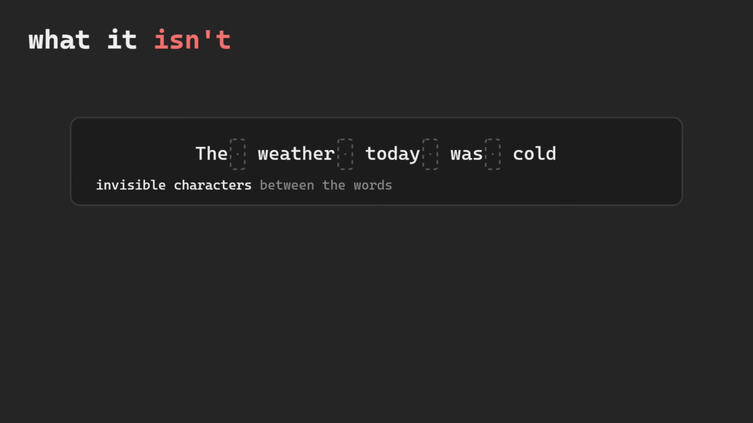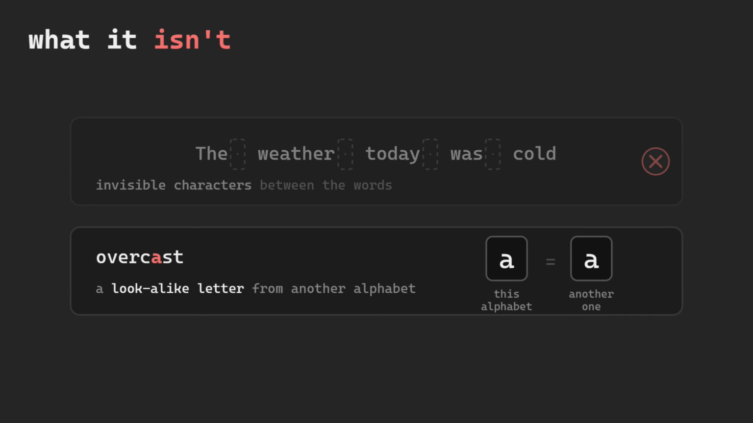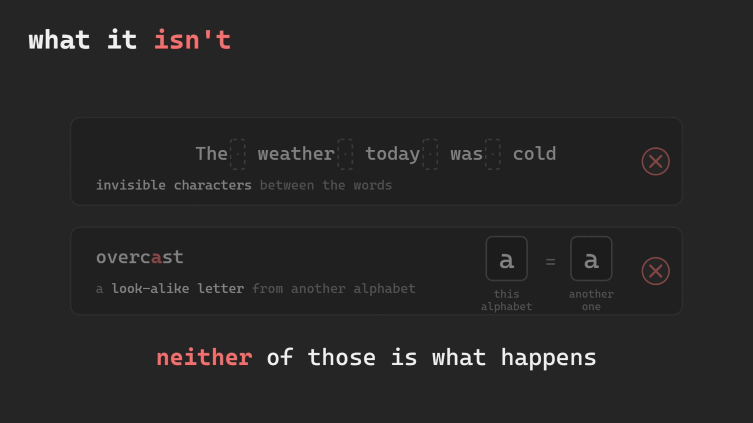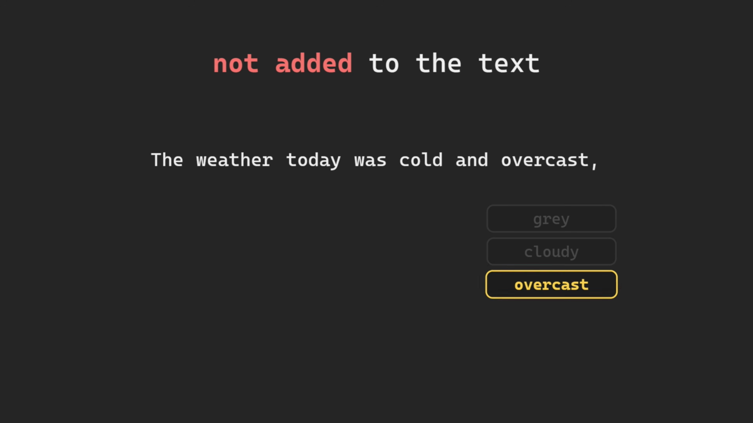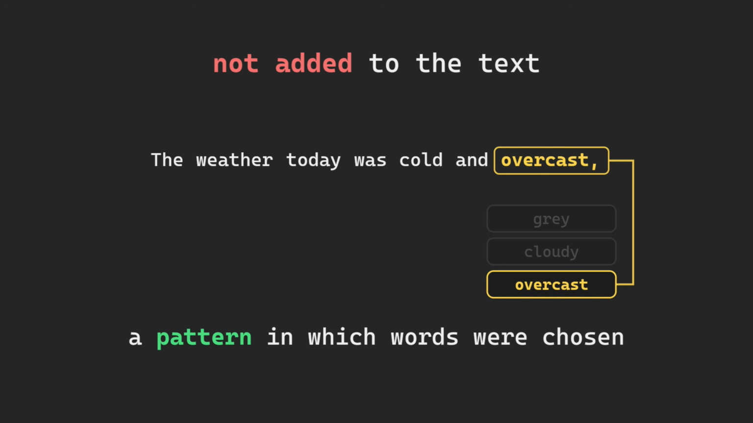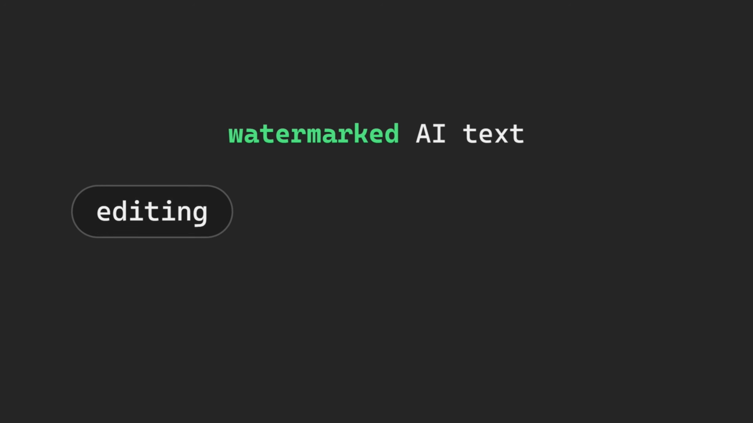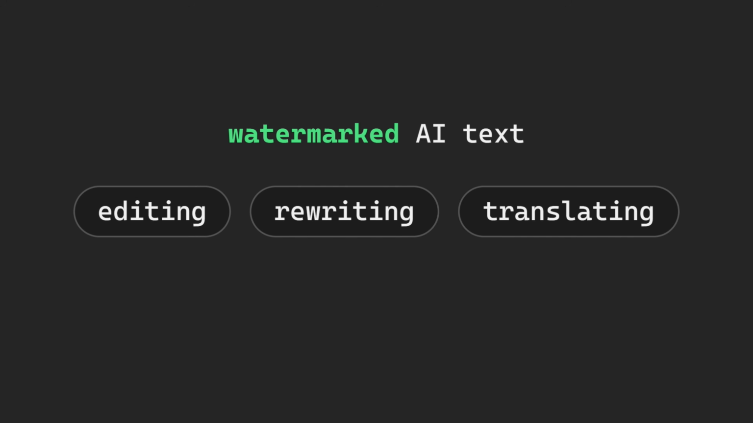So it's not about invisible characters between the words or letters swapped for identical looking ones from another alphabet. A text watermark is not added to the text. It is a pattern in which words were chosen. The choice is still random, but the randomness now comes from a key. What I want to show you is how that pattern gets in, and then answer the questions you probably already have about editing, rewriting, and translating.